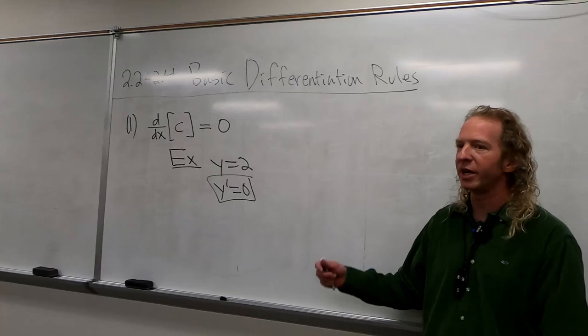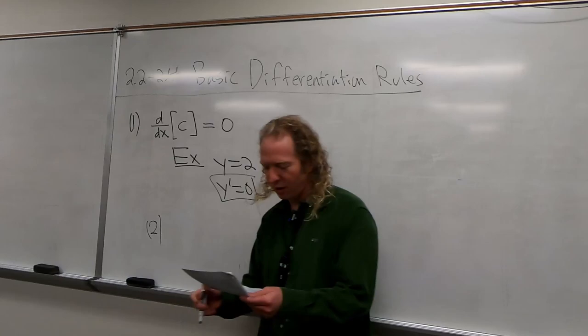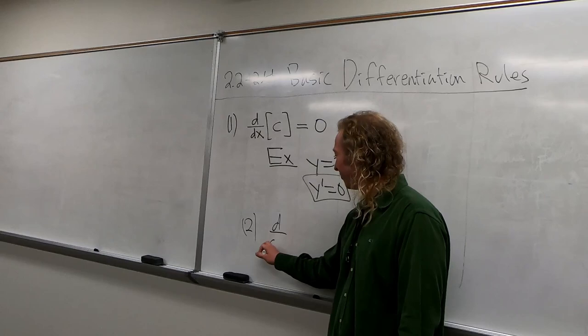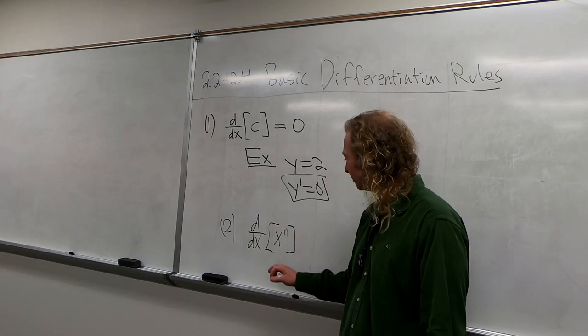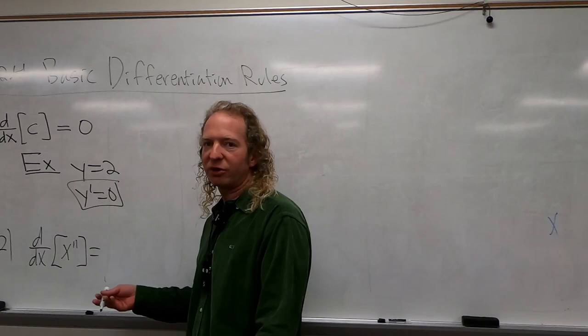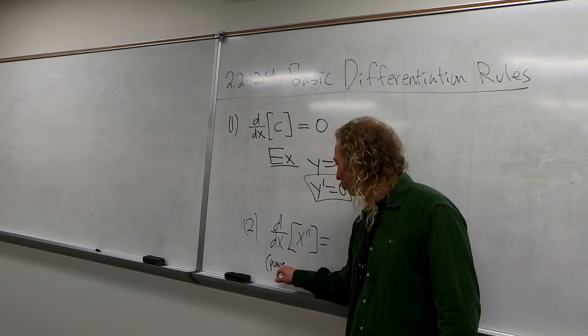So that's one. So two. Oh, this is interesting. Okay, cool. So if you take the derivative with respect to x of x to a power, this is called the power rule, I guess, if you want to give it a name. So I'll call it the power rule. I think we talked about this before, maybe.